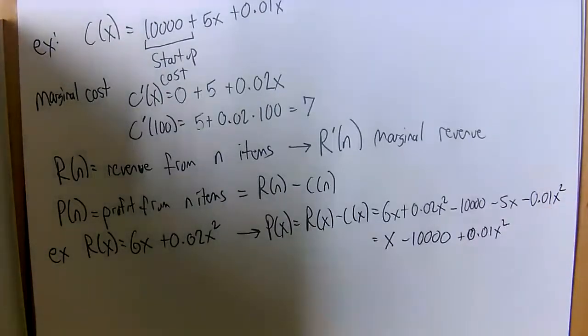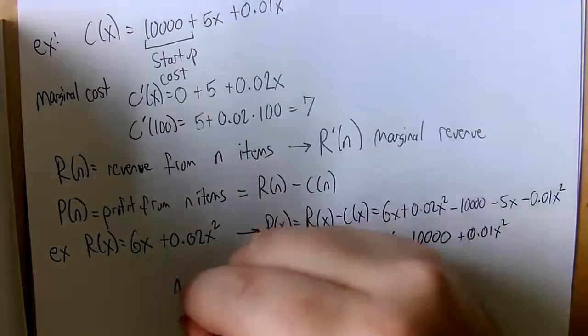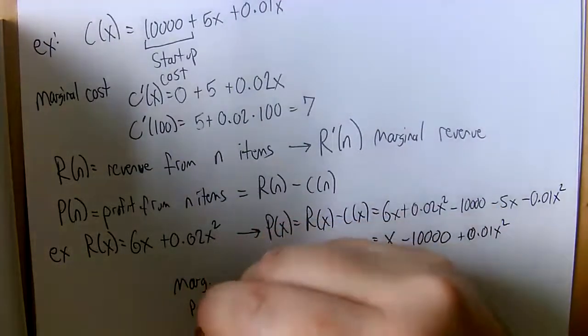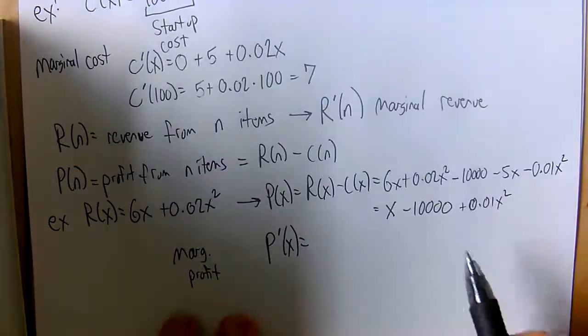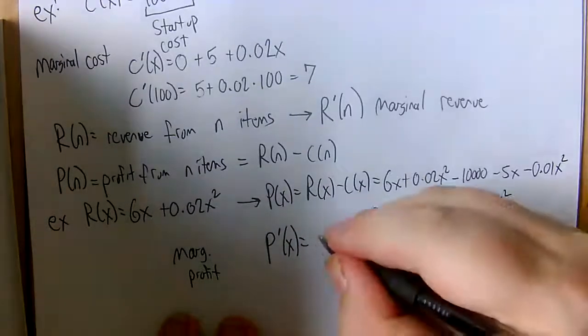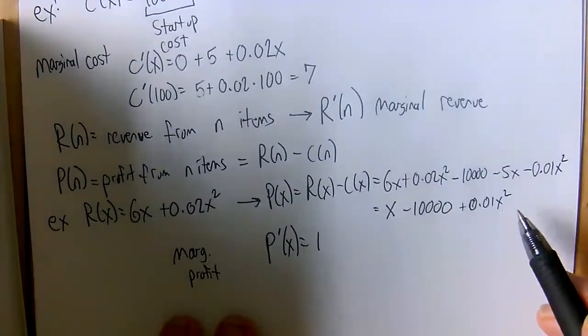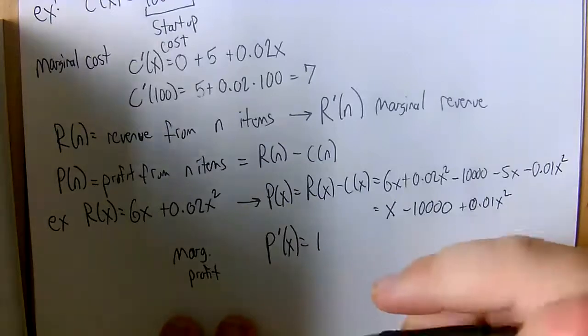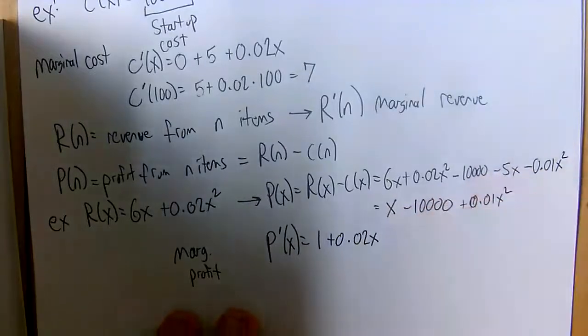Now, just like revenue and cost, we can also have marginal profit. How much money do we stand to gain after costs of producing one more item? So we could look at P prime of x, marginal profit. And what will we get here? Well, we do the derivative of x and we get 1. We do the derivative of negative 10,000 and we get 0. And we do the derivative of 0.01x squared, that gets 0.02x here.